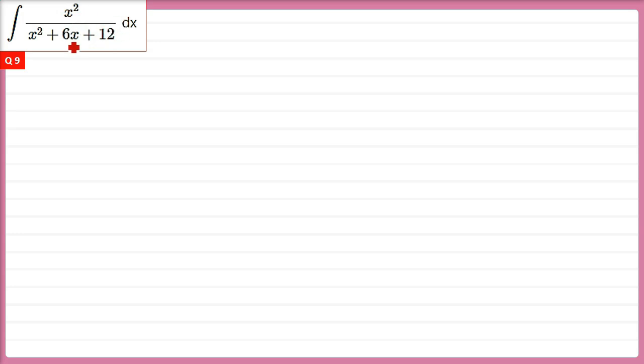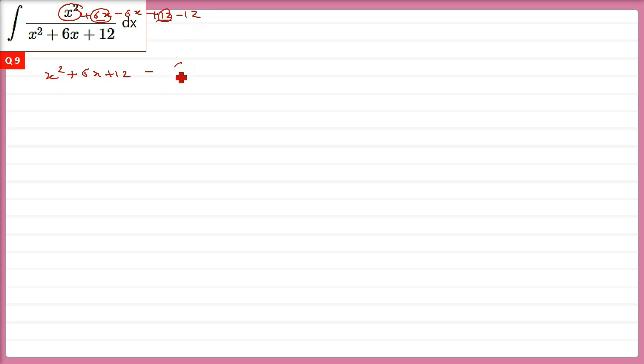I see 6x. This 6x I will add and subtract. Add 6x and subtract 6x. Add 12 and subtract 12. So what you are going to get: x square plus 6x plus 12 is already there in the denominator. So x square plus 6x plus 12 I have connected. These three terms I have already collected, and negative 6x.